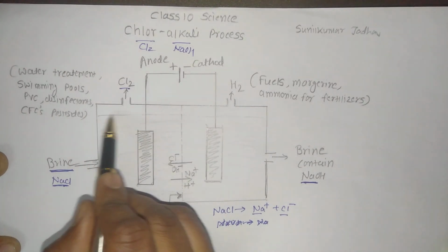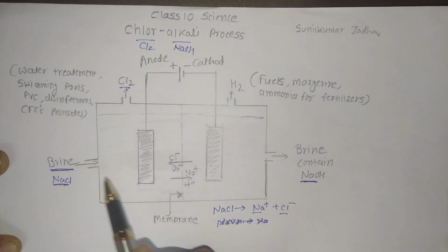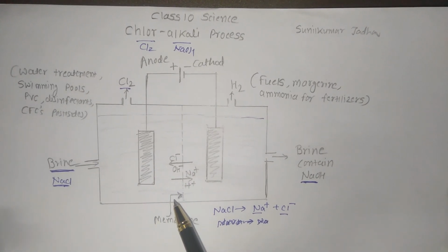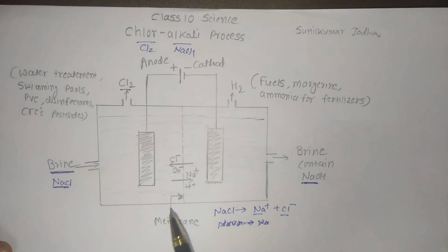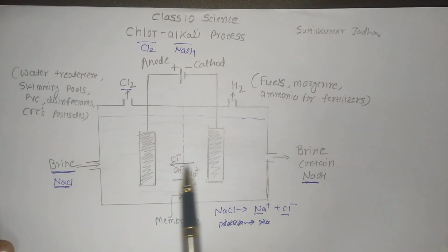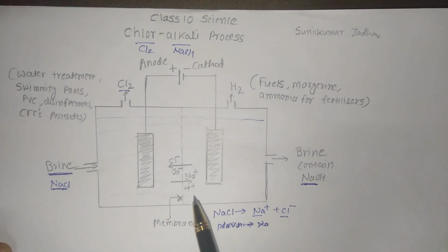Here you can see we have taken the solution. Which solution is this? Here we have taken brine as the solution. It contains salt, which means electricity can be easily passed through it. Now what happened? When the electricity is passed through it, we know it always moves from negative to positive. What would be happening over here?